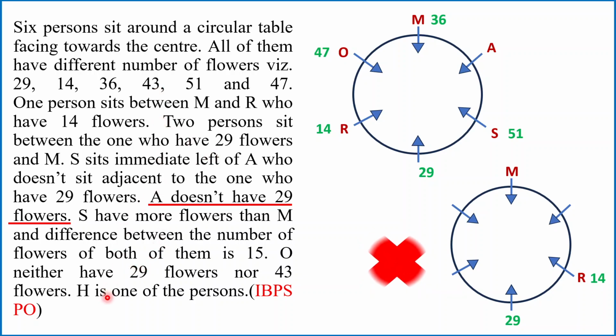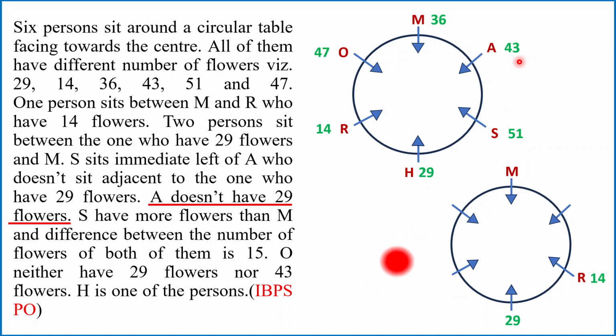I've told you this right now. H is one of the persons, so H will be having 29 flowers. And A, as I have told you earlier, will be having 43 flowers. I hope this seating arrangement is clear to everyone. Although it was not given that A was having 43 flowers, only the 43 number of flowers was left to be placed, so we have given A 43 flowers. This is how these types of seating arrangements work.